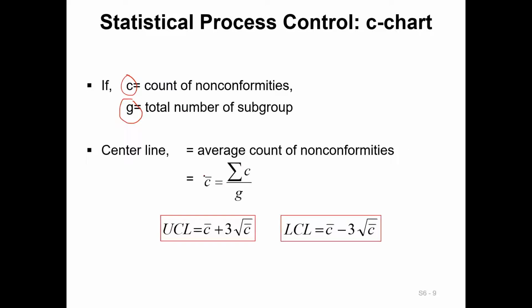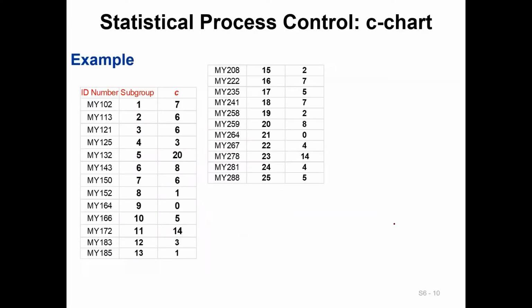So the center line, C bar, the average count of non-conformity, is equal to the sum of non-conformity divided by the total number of subgroups. The upper control limit is equal to C bar plus 3 square root of C bar. And the lower control limit is C bar, the average count of non-conformity, minus 3 square root of C bar. Done. Very straightforward.